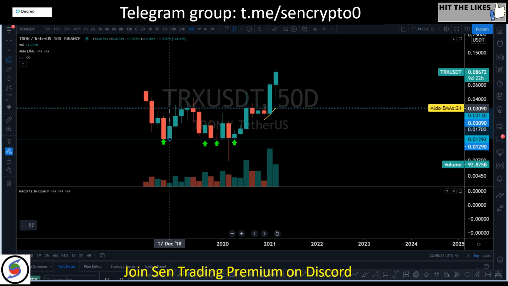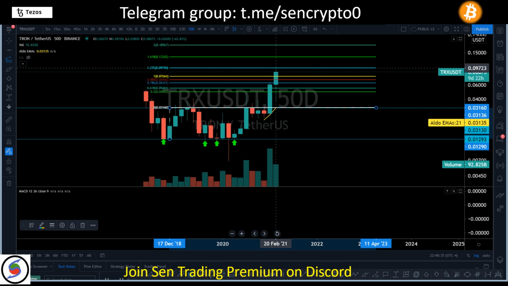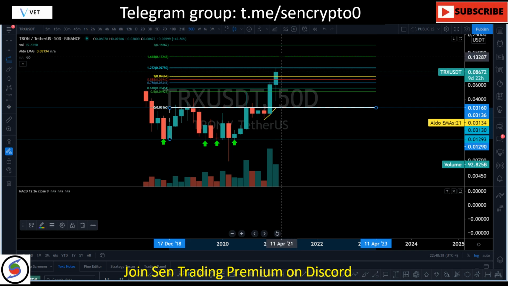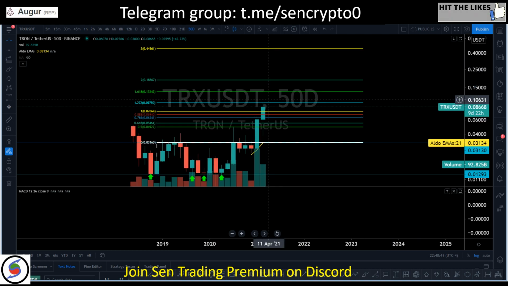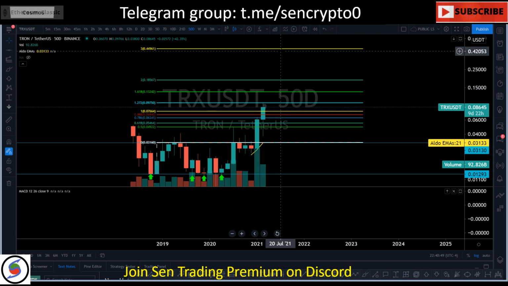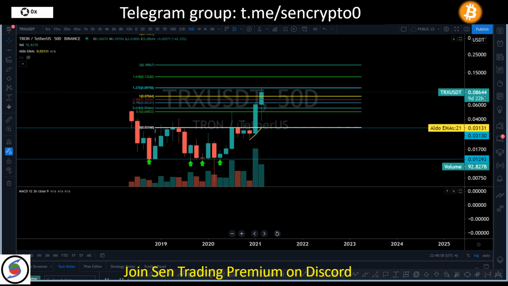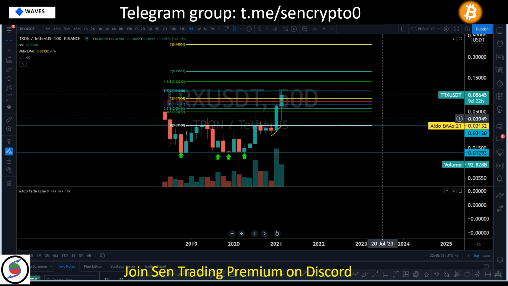If I'm expecting a 1.2 extension, we already broke our 1.2 extension right here, and the 1.618 extension is going to be about 13 cents. That's why in our premium we've been waiting for Tron to break above 7 cents. Then the next target is 13 to 14 cents, with extension 2 at 18 cents, and extension 3 up to 44 cents. So Tron is extremely bullish going into Q2.